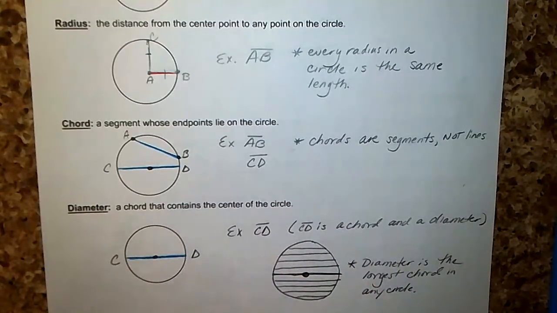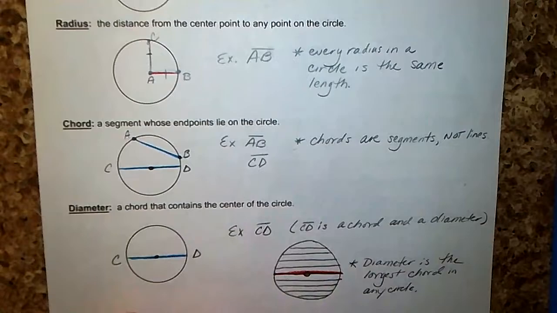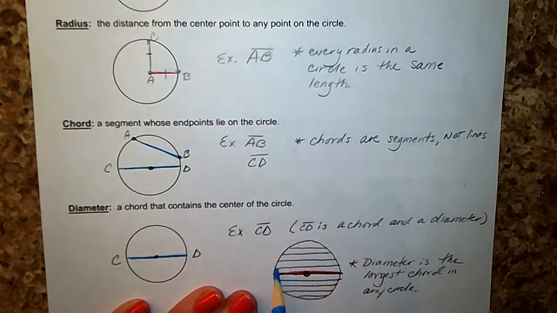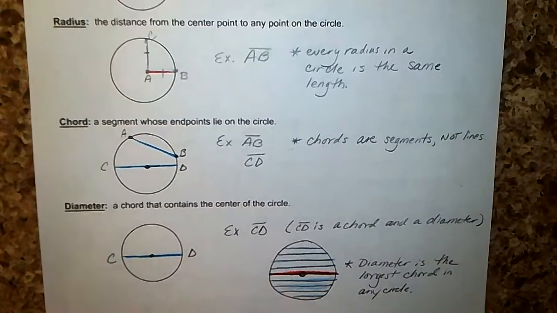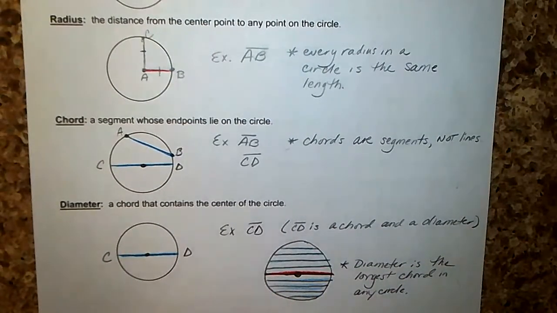Now, when we talk about diameters, I just want you to remember that a diameter is going through the center of the circle, and a diameter will always be the longest chord in any circle. As we go further out, these lines get shorter and shorter. Same thing on this side. So the diameter is always the longest chord in any circle. Okay? All right, let's go on to the next part.